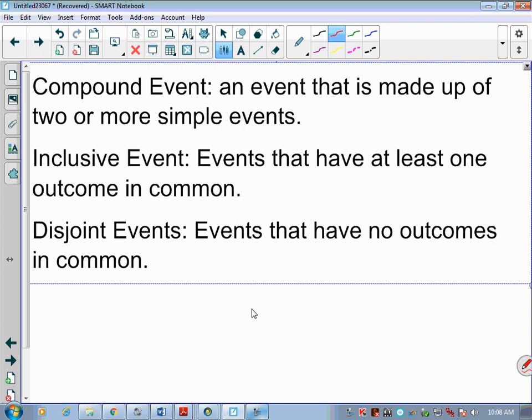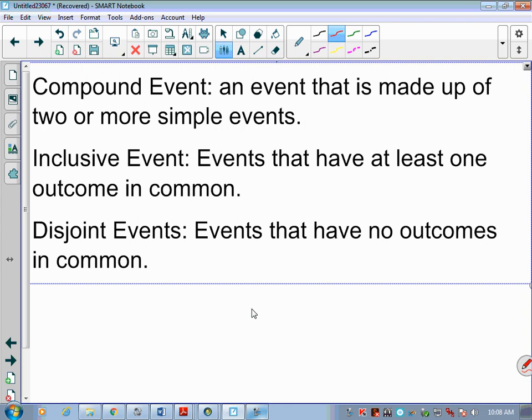And then I have disjoint events, events that have no outcomes in common. See, a compound event could include inclusive events or disjoint events. Disjoint events is like what I talked about earlier, where if I was rolling a dice and spinning a spinner, they should have no outcomes in common. Let's talk about two events that have no outcomes in common.